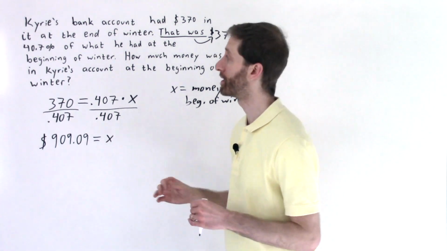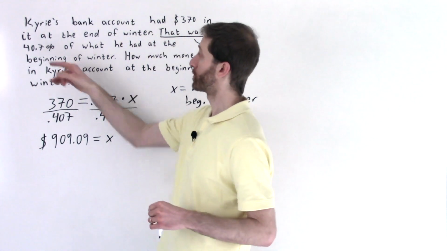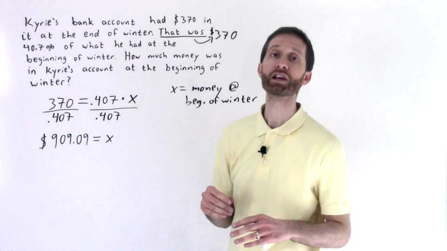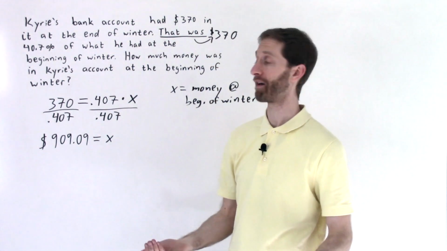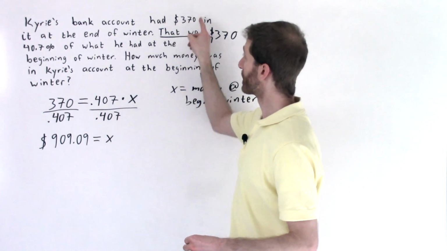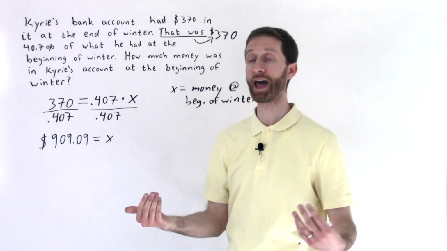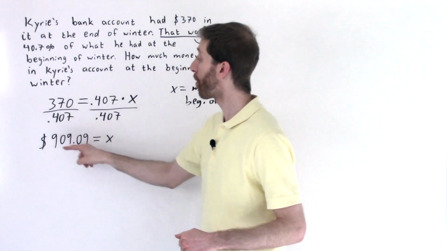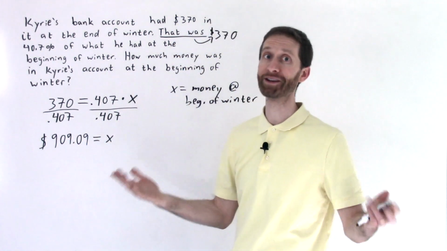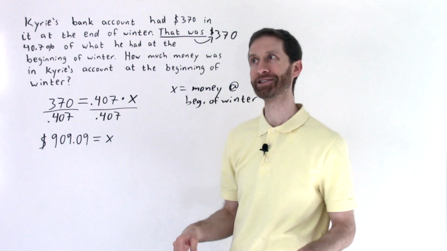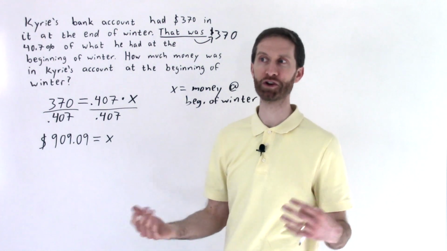And this makes sense. If you think about it, the $370 was 40% of something, which is a little bit less than half. So this is a little bit less than half of what he used to have, and this is slightly more than double what that number is. So we can make sense and say, yeah, that answer does make legitimate sense.